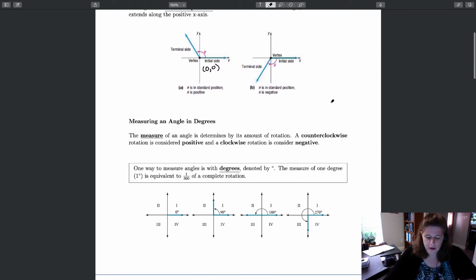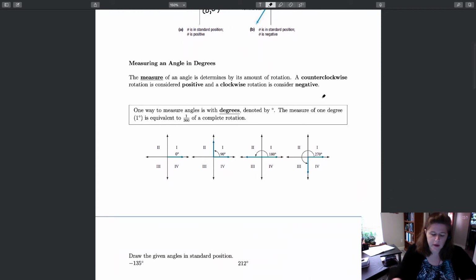Angles can also be measured in degrees. A measure of an angle in degrees is about the level of rotation that the terminal side has from the initial. If we are measuring in degrees, we always have this little degree mark, an open circle above the actual number. A measure of 1 degree is 1/360th of a circle. So we have 360 degrees for a full circle.